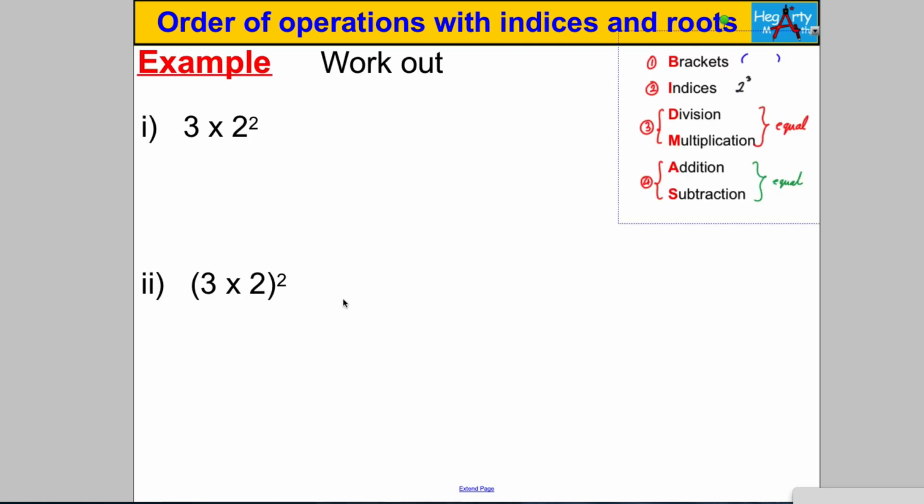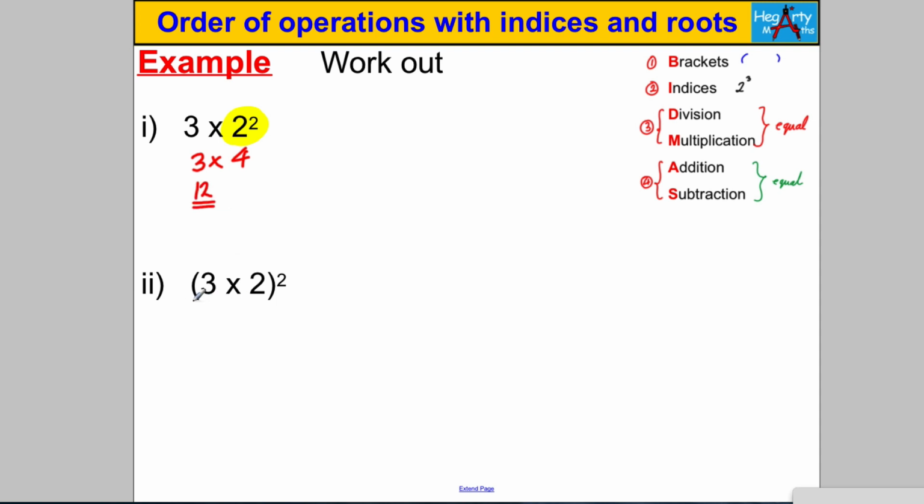Work out 3 multiplied by 2 squared. 2 squared is indices. That happens before multiplication. So let's do the 2 squared first. That's equal to 4. And don't forget to do 3 multiplied by it. And 3 multiplied by 4 is 12.